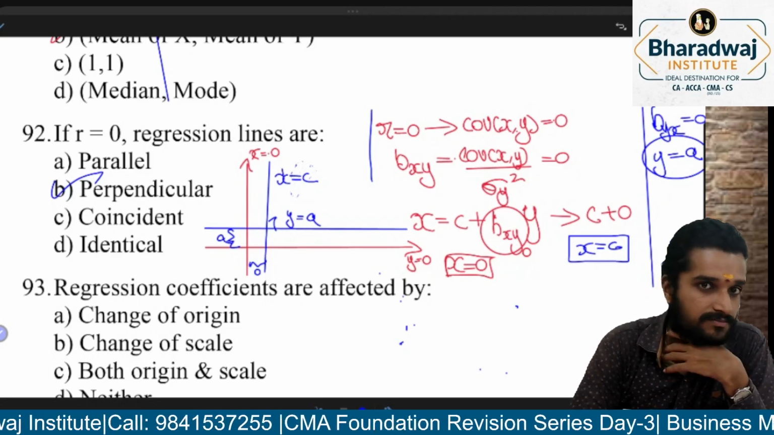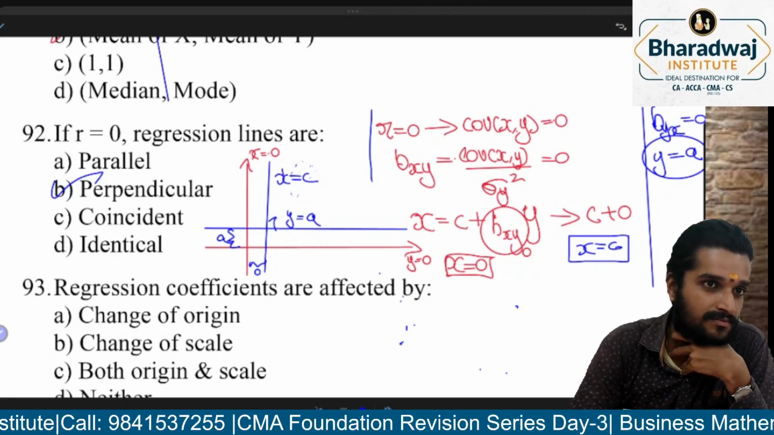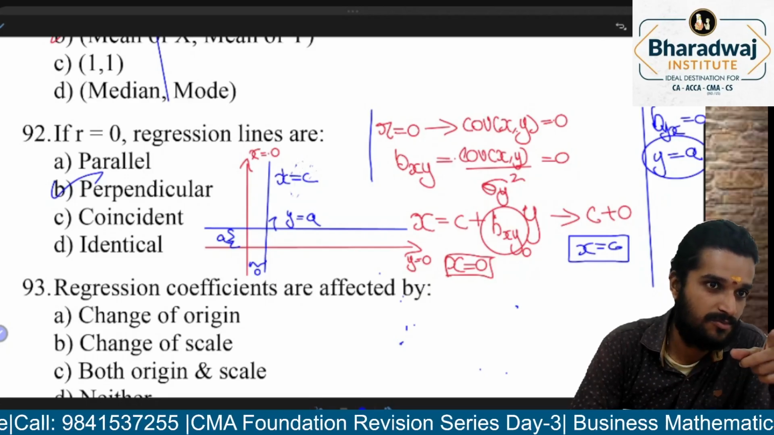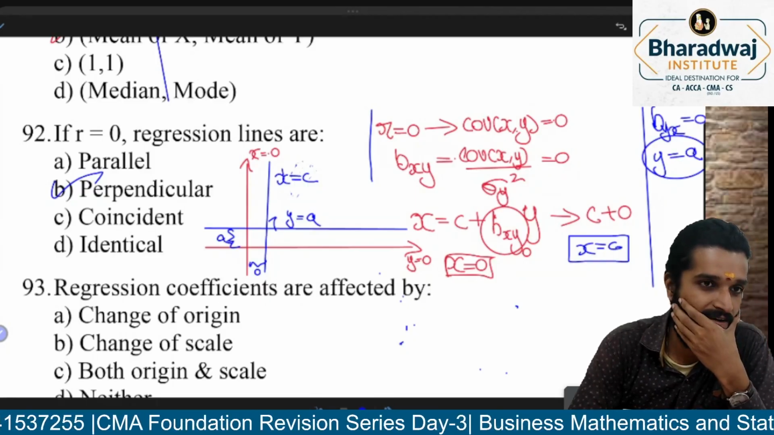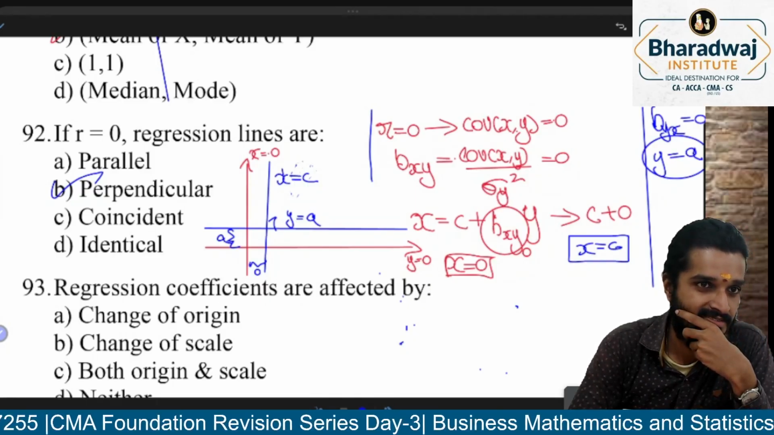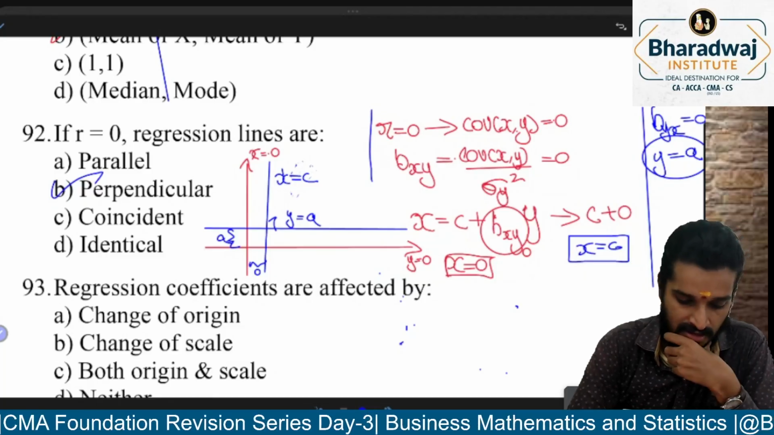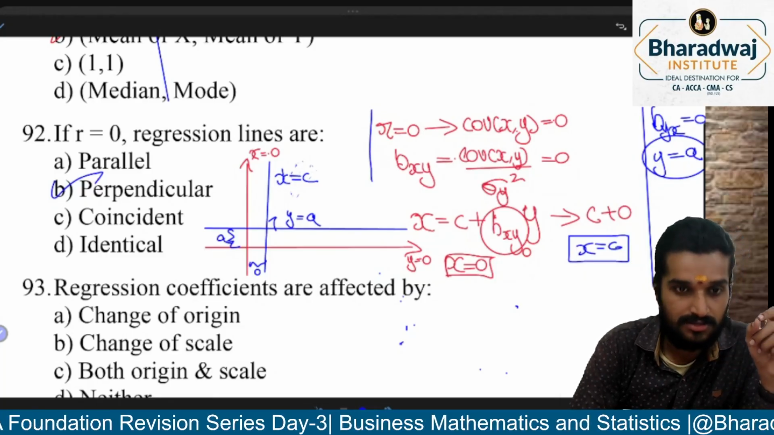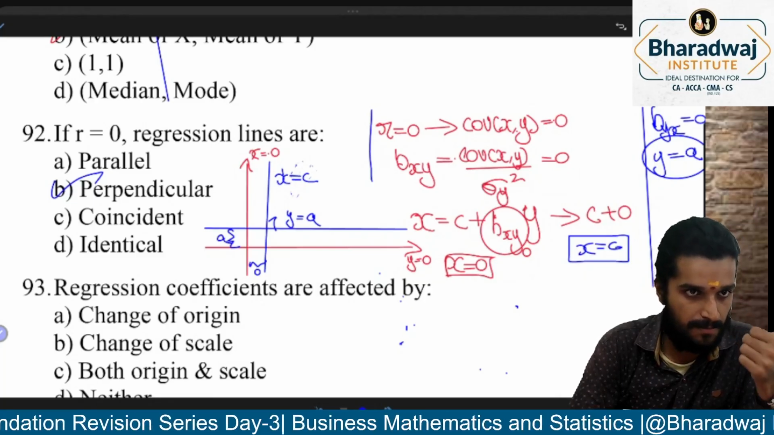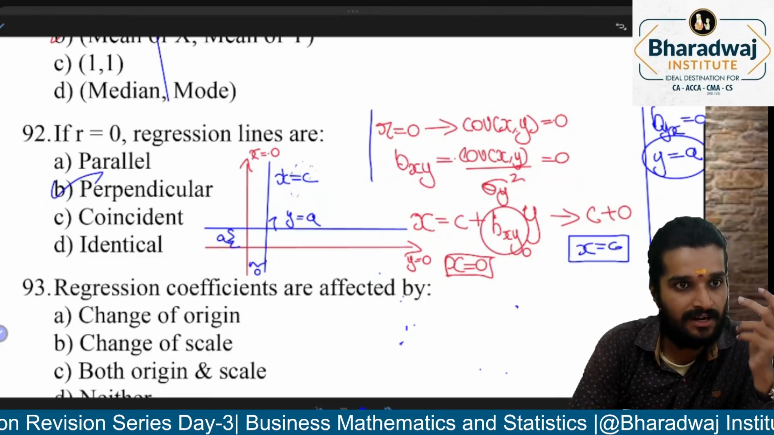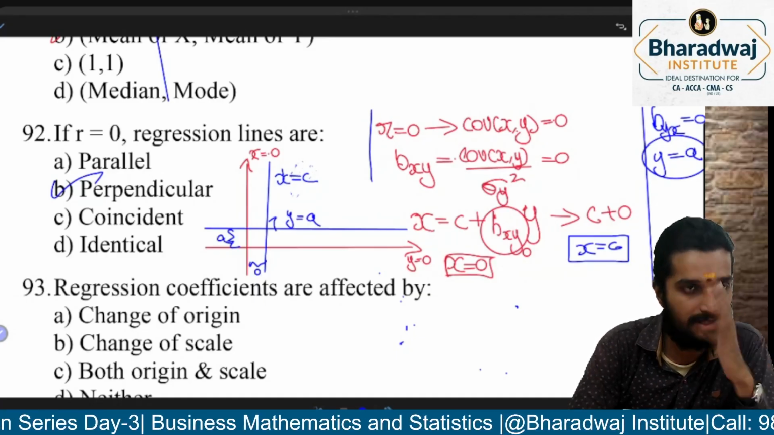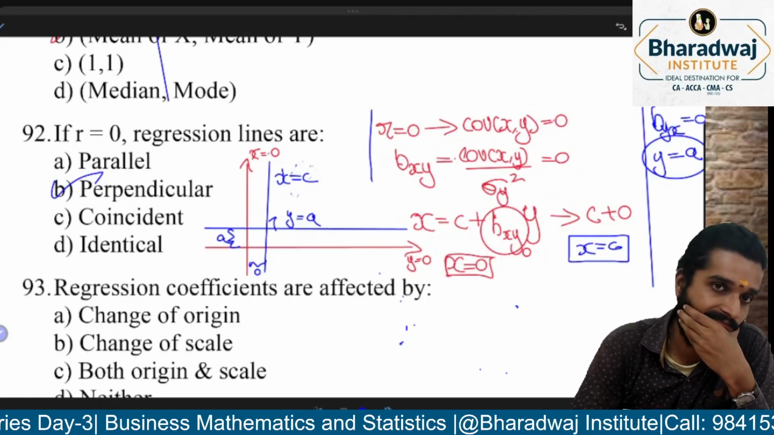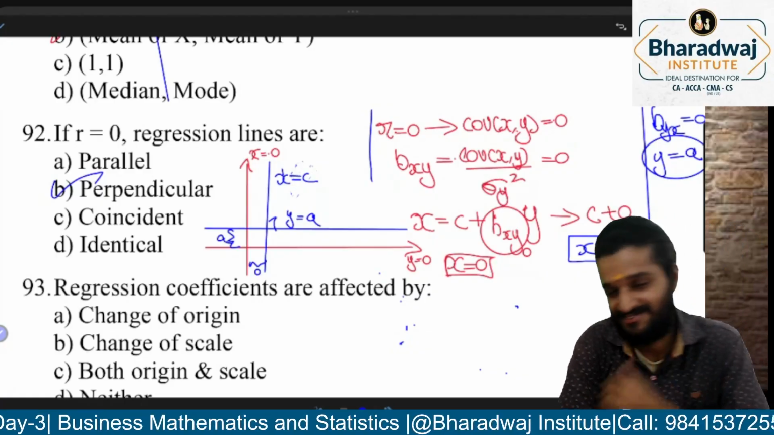Can I proceed? Where are you not getting the point? It seems you are not getting a point. Where? Like the question: if r equal to 0, the regression lines will be parallel, perpendicular, coincident or to each other? Yeah, to each other, exactly.